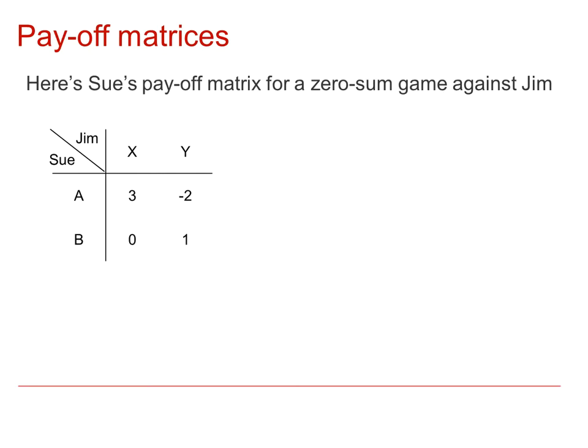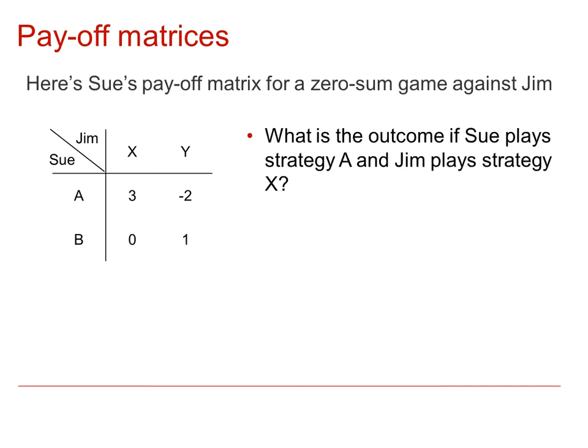So here's a different game. This time we're just looking at the gains to Sue. She has two strategies she can play, A and B, whereas Jim has different strategies, X and Y. We could ask questions about this. For example, what is the outcome if Sue plays A and Jim plays X? Clearly we can see there, the outcome would be that Sue will win 3 units, whatever those units might be.